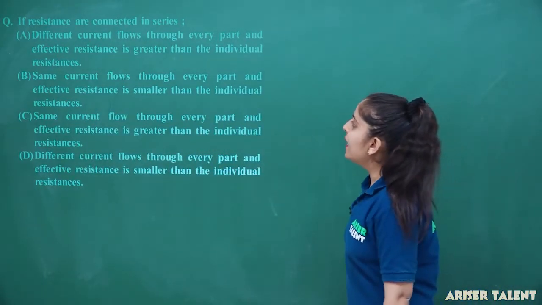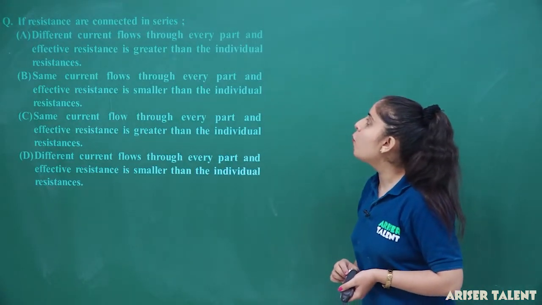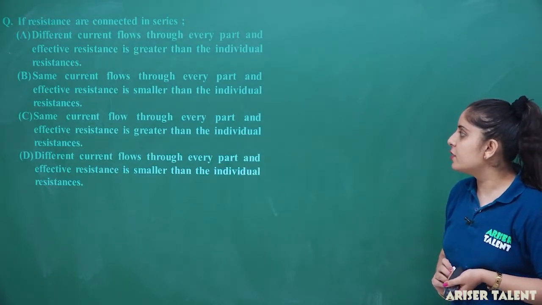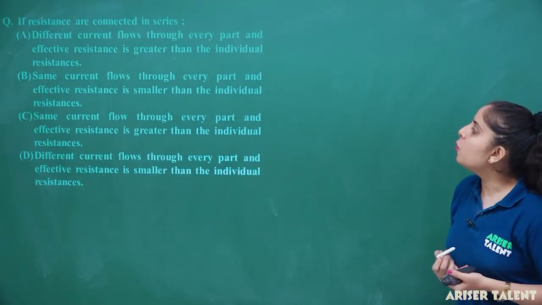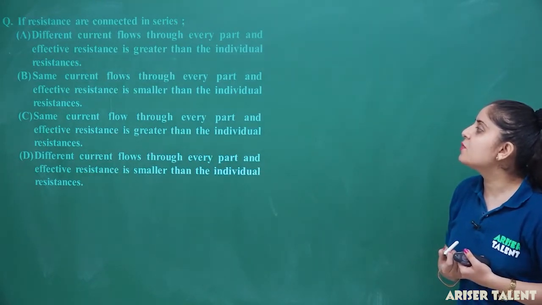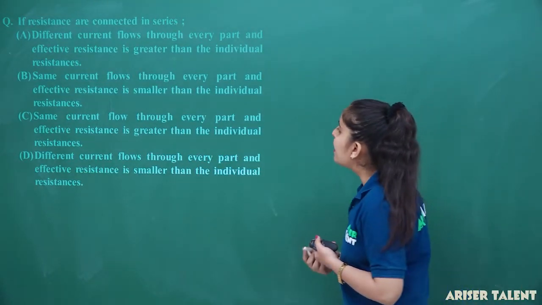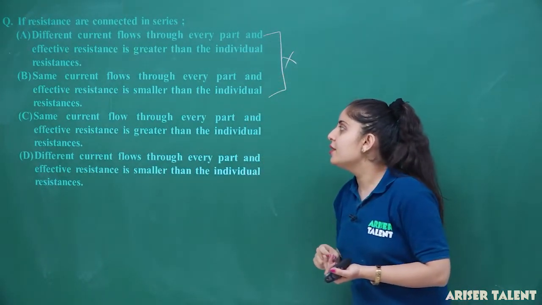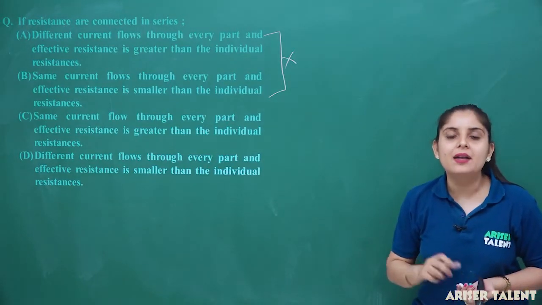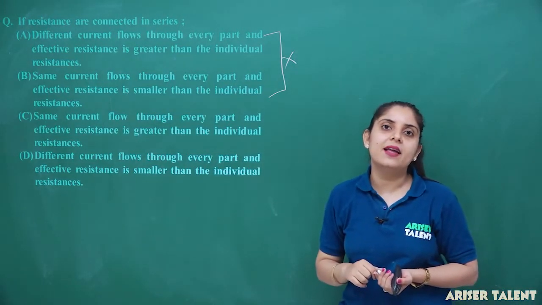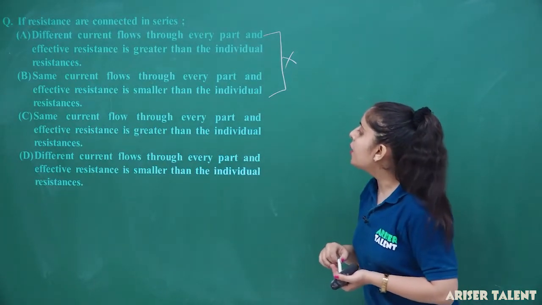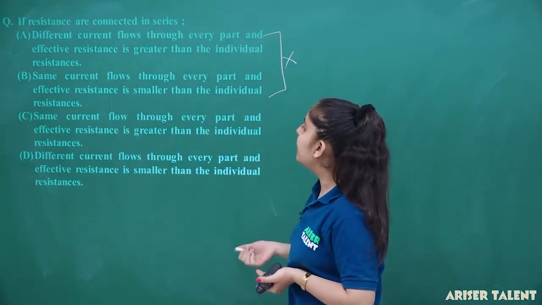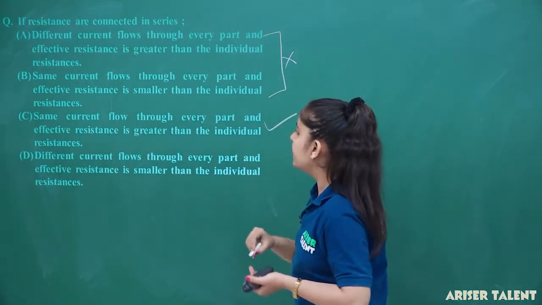If resistances are connected in series, different current flows through every part and effective resistance is greater than the individual resistance. Same current flows through every part and effective resistance is smaller than individual resistance. These two statements are entirely wrong, because in series connection, the same current flows through every part and effective resistance is always greater than the individual resistances. Third option is same current flows through every part and effective resistance is greater than individual resistance. This is our true statement.